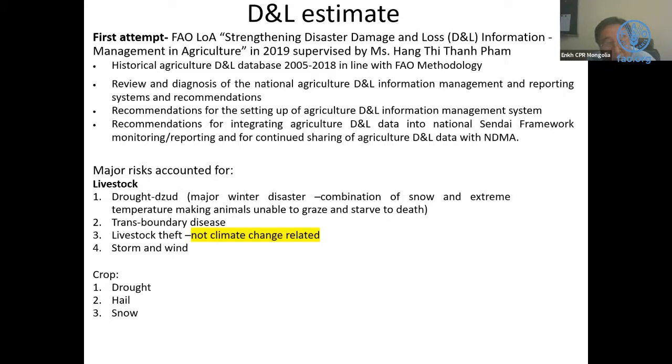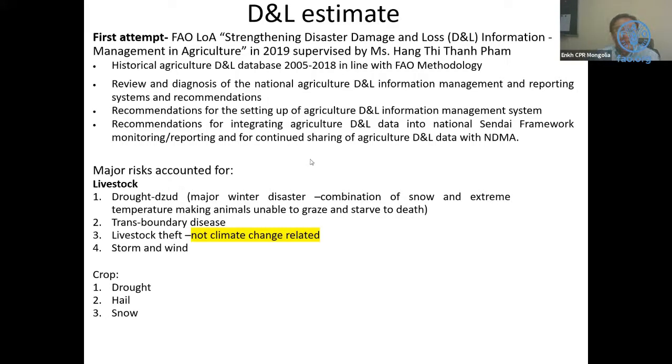Also, the recommendations include how to integrate agriculture damage and loss data into national SINDAI framework monitoring and reporting, and also continued sharing of agricultural damage and loss data with the National Disaster Management Authority.